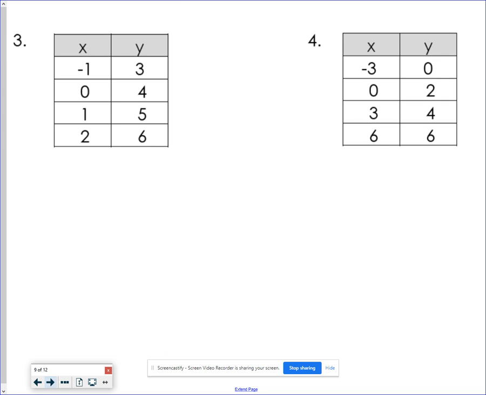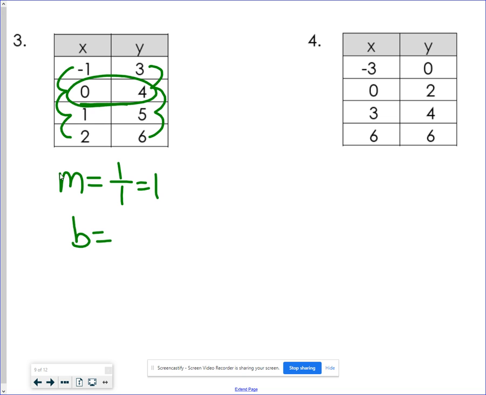Some more tables. And when I do this, change in y. Going up 1, up 1, up 1. Going up 1, up 1, up 1. All right, my slope is just 1. My y-intercept is 4. So my equation is y equals 1x plus 4, or you know that we can just write that as y equals x plus 4.